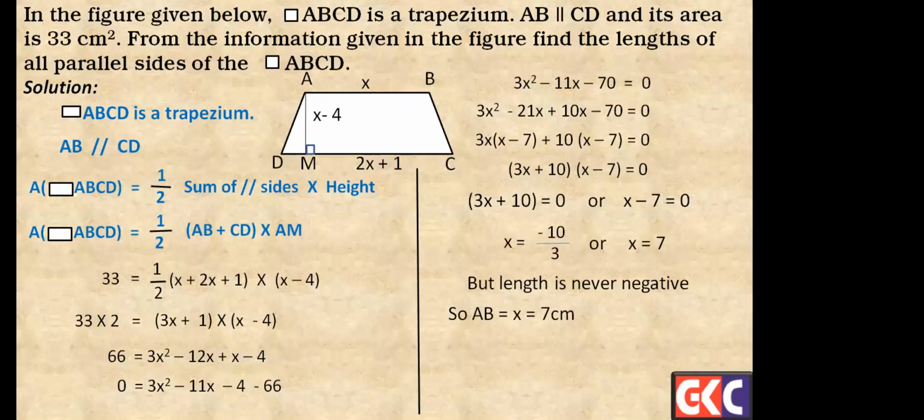उसके बाद the other side मुझे find करना है, which was 2x plus 1, CD. तो वैल्यू सब्स्टिट्यूट करूंगा मैं x का: 2 into 7 plus 1, which is simply nothing but 15 centimeters. So these are the two answers which they want us to write.